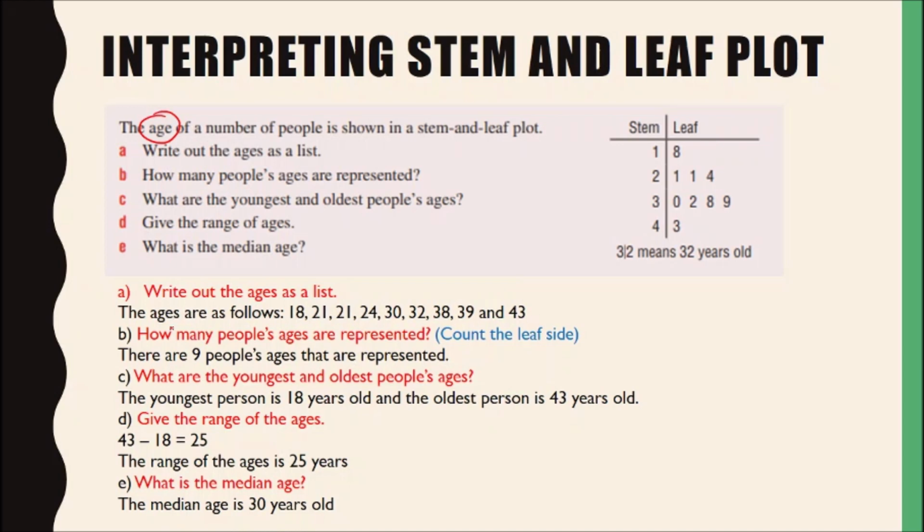And as you can see, I'm using full sentences. I'm not just writing 18, 21, 21, etc. I'm actually writing "the ages are as follows," and so on.